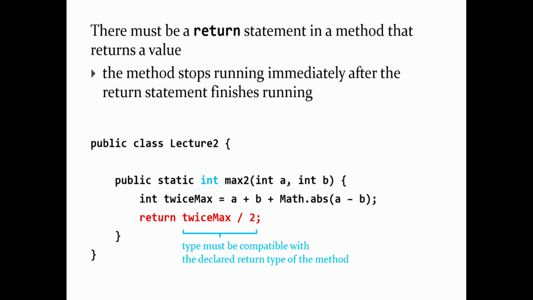The method stops running when it sees a return statement. So as soon as the method hits the return twice max divided by 2 line, it computes that value, returns it back to the caller, and the method stops right after that semicolon. So the method stops running immediately after the return statement finishes running.